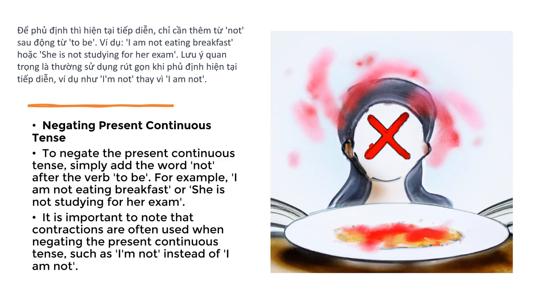It is worth noting that in spoken and informal contexts, contractions are commonly used to form negative present continuous tenses. For instance, "I'm not eating breakfast" is often used in place of the more formal "I am not eating breakfast." It is important for English language learners to become familiar with both the contracted and uncontracted forms of negative present continuous tenses, as they will likely encounter both forms in various contexts.